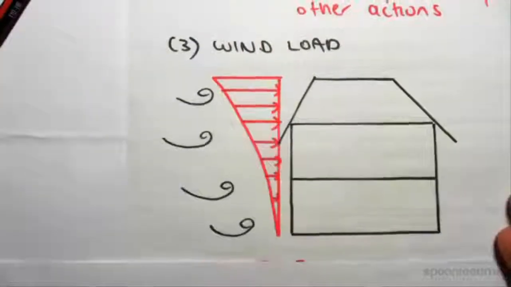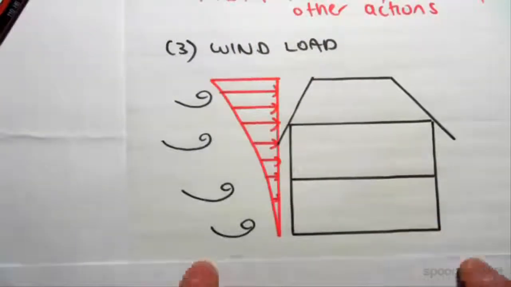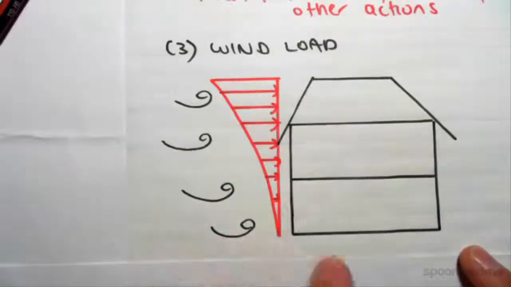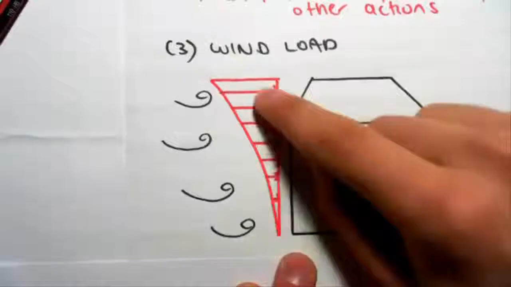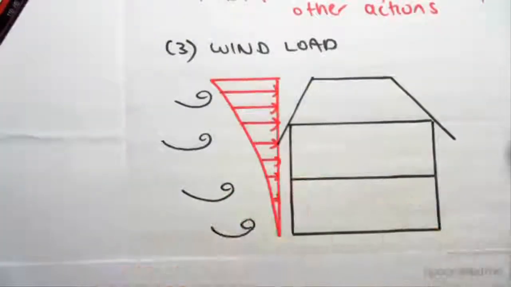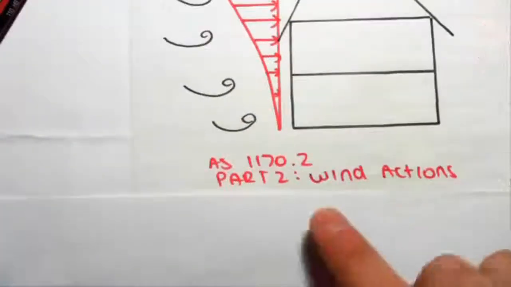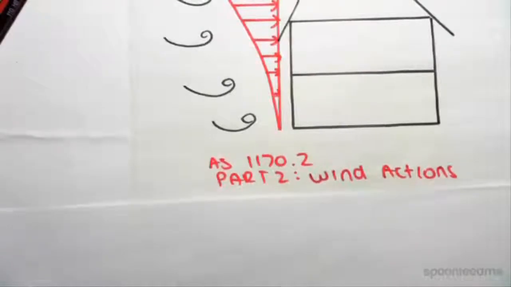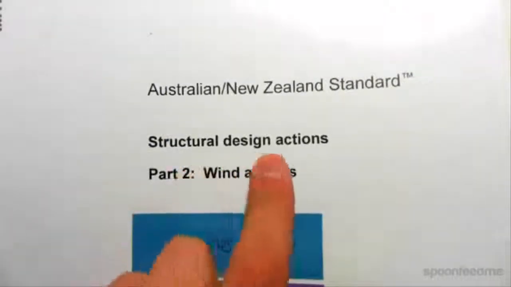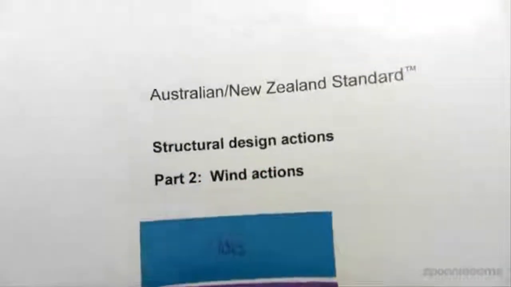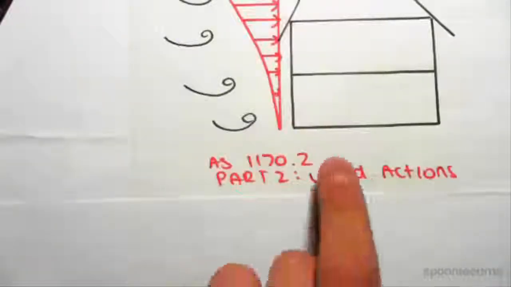Okay, so here's our typical structure, our house, and we're getting some type of wind blowing on our structure, and the code is going to allow us to work out the profile of the force which is acting on our structure. This is found in AS 1170.2, Part 2, which is wind loads. So if I show you that, AS 1170.2, 2002, we have structural design actions, Part 2, wind actions. Okay, so it's a whole long procedure to allow us to work out the wind loads.